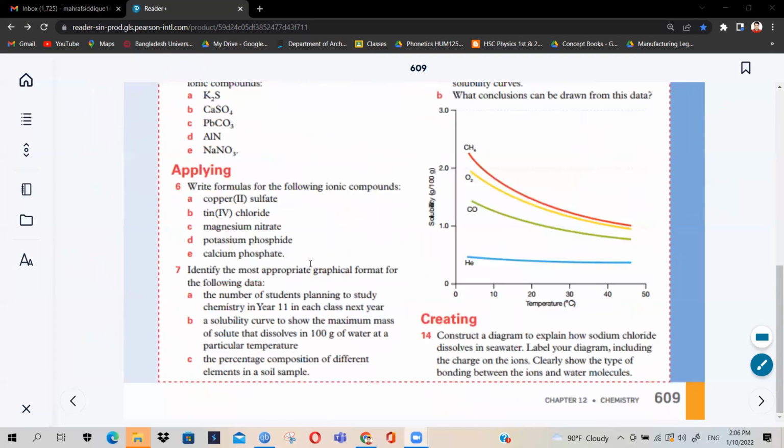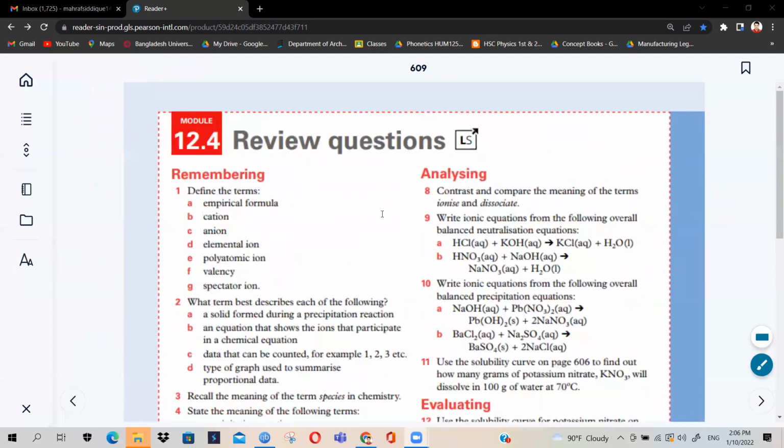All right, identify the most appropriate graphical format for the number of students planning to study. Okay, graphical format. Next, differentiate between ionize and dissociate. We have studied that before, so it will be your homework to write it down, or at least check it, because this is a very important question, I guess. At some level, I guess you would study chemistry. I don't know how your school curriculum works, but you would get this sort of question. Write ionic equations from the following overall balanced neutralization equations.